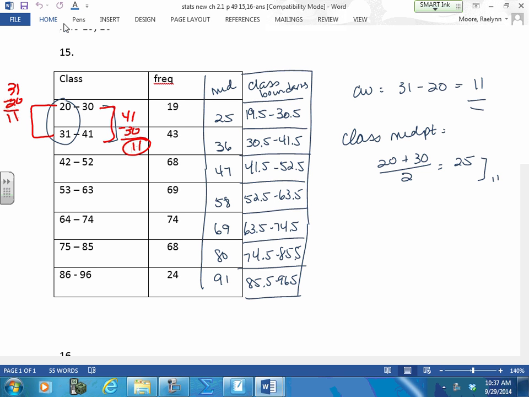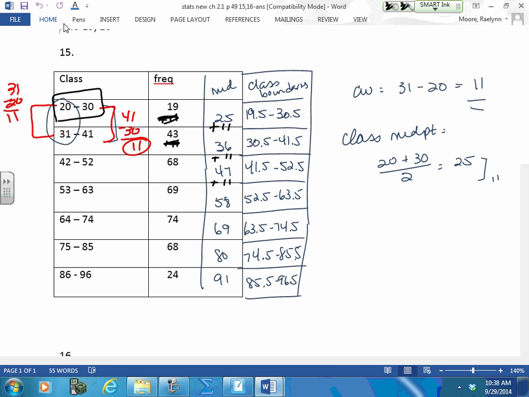To find your midpoint of the class, add it up, midpoint halfway through, add it up, divide by 2. From this point, you can add 11. Add 11 all the way, oops, this is frequency. Add 11, all the way down. You can add your class width all the way down for your midpoints. You don't have to do each individual midpoint.